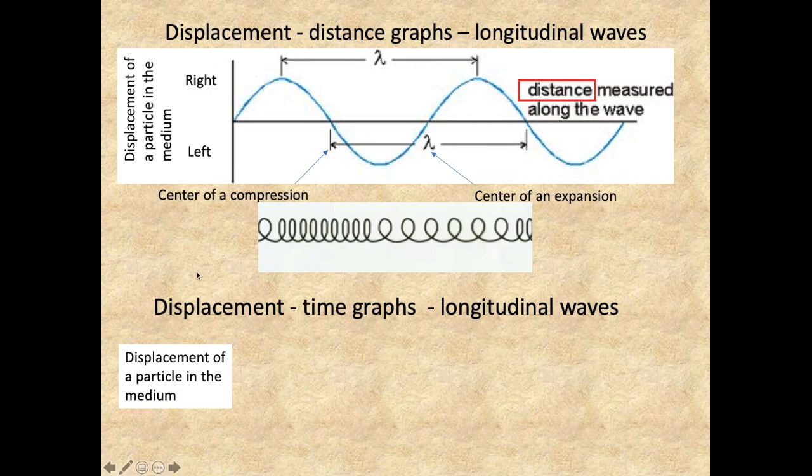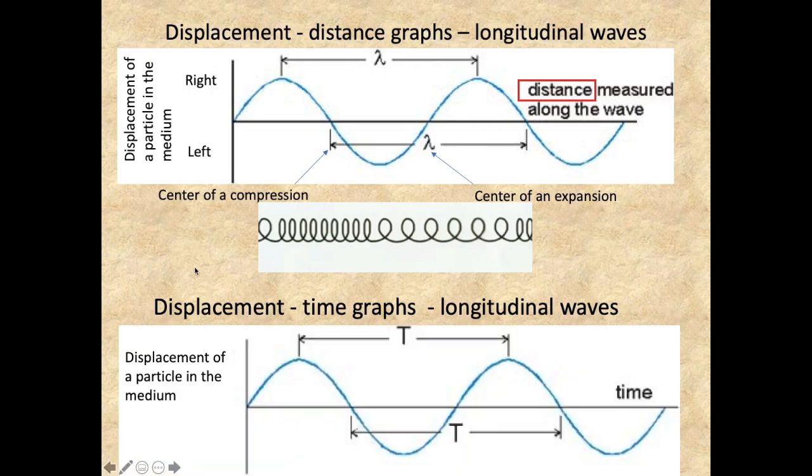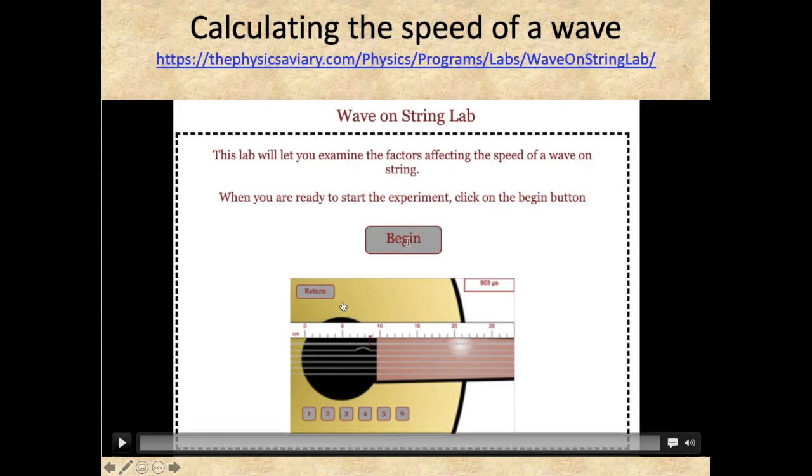Okay, moving on to displacement time graphs for longitudinal waves. Again, the vertical axis is the displacement of the particle of the medium. So this would be the amplitude of a particle. And since the horizontal axis is labeled as time, the measurement between two neighboring peaks would give us the time period. Okay, how do we calculate the speed of a wave? Let's see examples first.